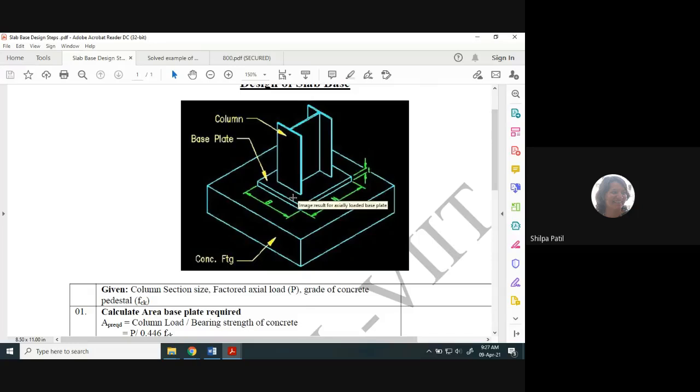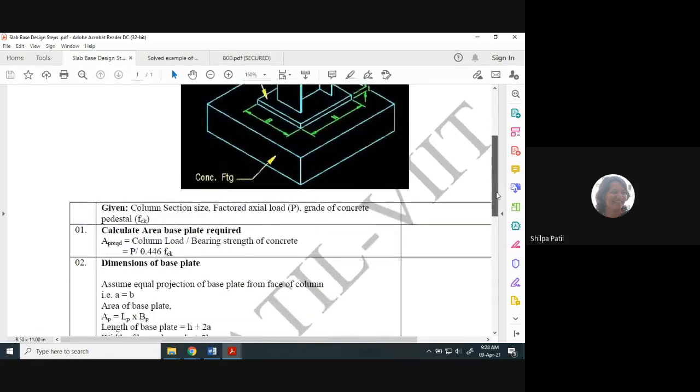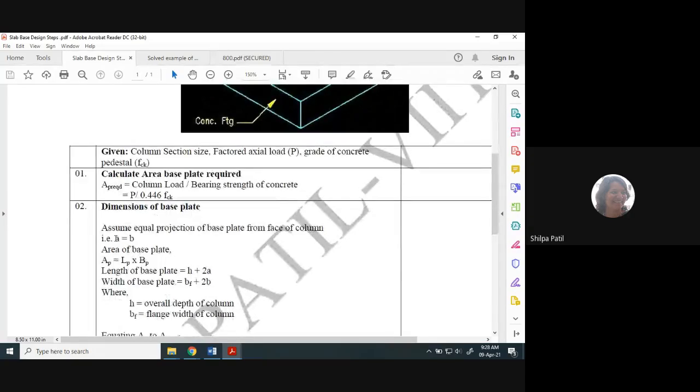Now to decide that little higher value, we consider that there is a certain projection of the base plate beyond the face of the column. That projection is normally considered equal along both the faces of the column. So if this is the flange of the column, the base plate has a certain projection beyond the flange. Similarly, on the other side also, there is a little projection of the base plate beyond the face of the column. So this projection on both these sides is considered equal. We assume an equal projection of the base plate from the face of the column.